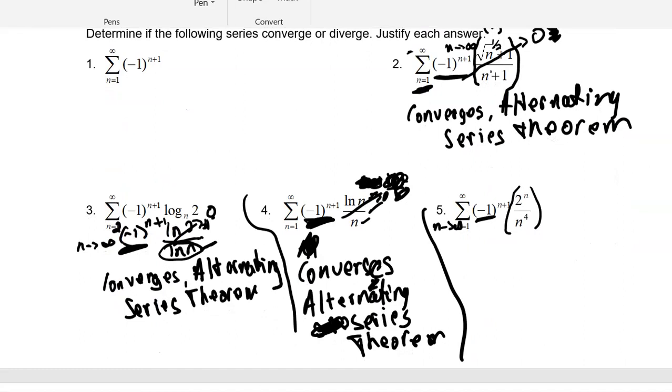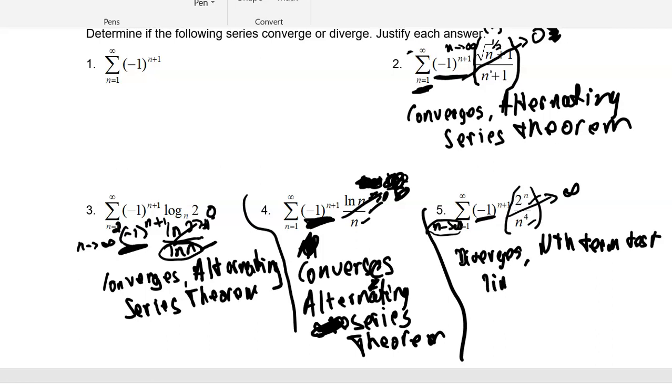We know that the 2 to the n grows faster than n to the 4th power. So as n goes to infinity, as we do our nth term test, this limit is infinity. So this one would diverge. You really would use the nth term test if we wanted. The nth term test: the limit of the a sub n term as n goes to infinity was infinity, and not the 0 that it needs to be.